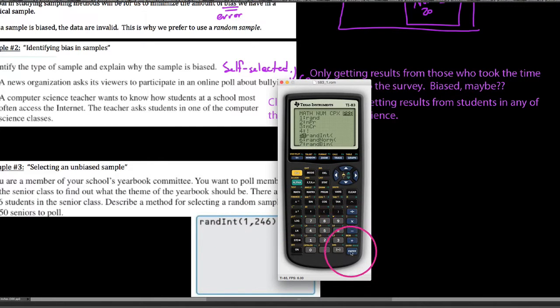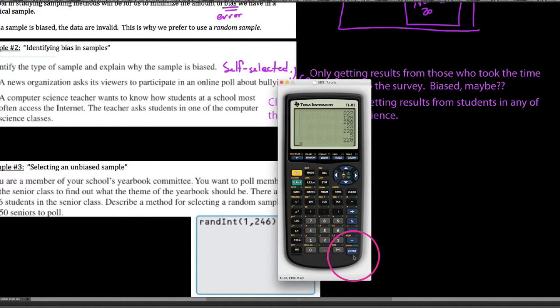What we're going to do is scroll down here and type in 1. So starting at 1 and then up to 246, we want a random integer from here to here. If we were to hit this, it says 71. So we would say maybe select the 71st person and maybe not put that back into the population. Next we would select the 227th person. We would just keep doing this, and if we wanted 50 seniors, I suppose we could do this 50 times.